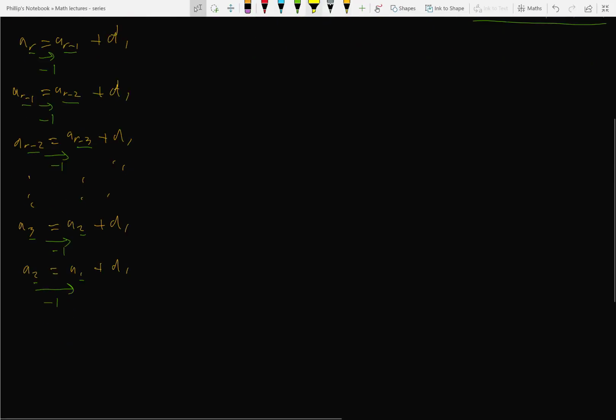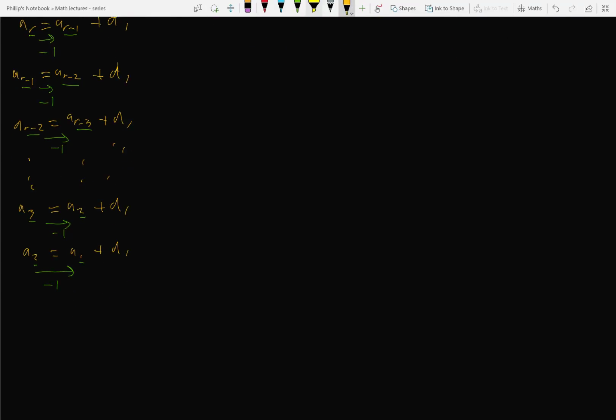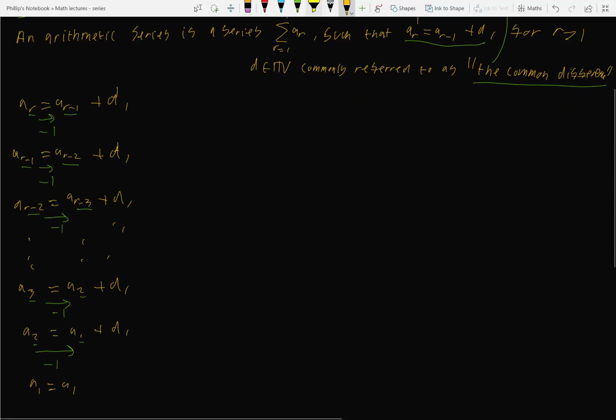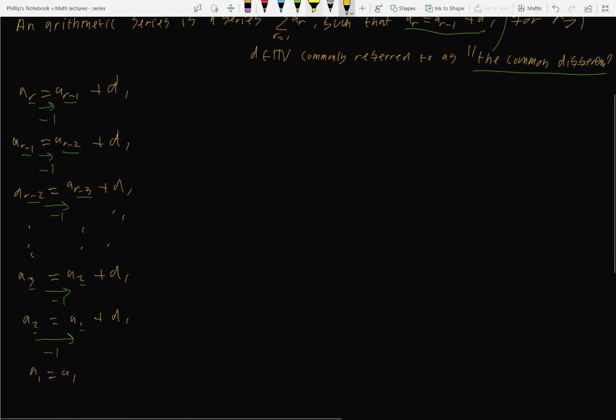So why is that useful? Well, obviously we've got a_1 is just equal to a_1. It's useful because we can now get a_r in terms of a_1. We can iterate all the way back to the first term and get it, and I'll show you here.